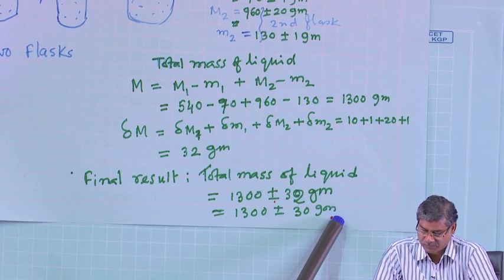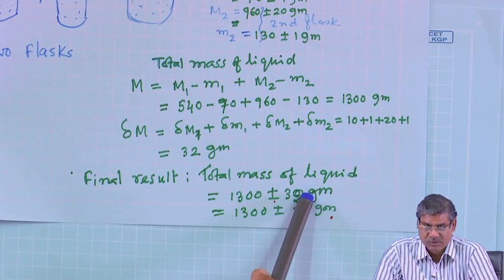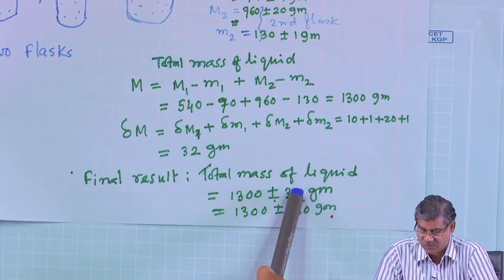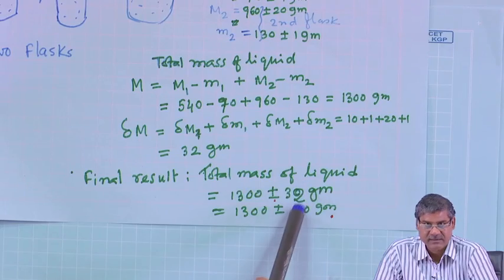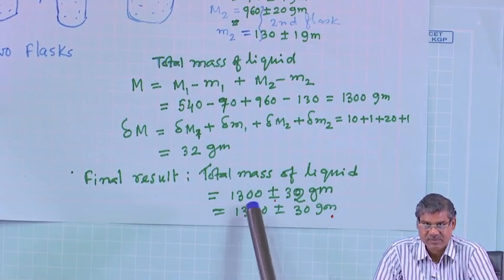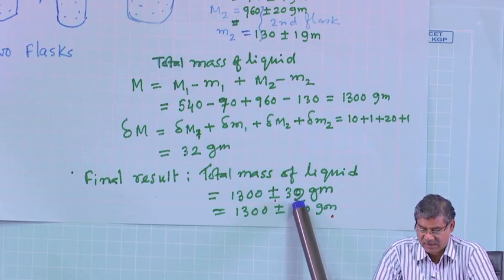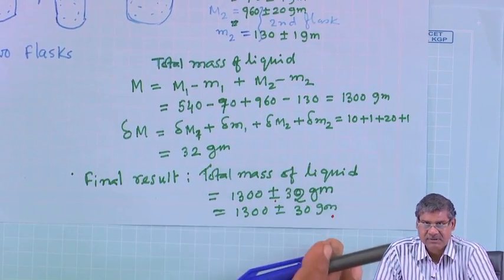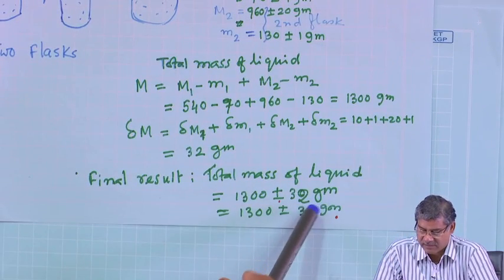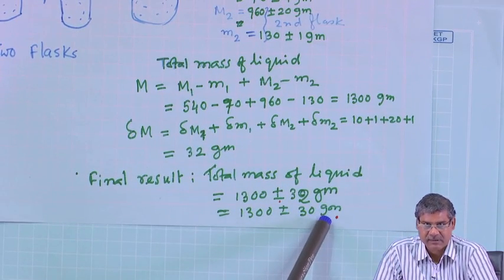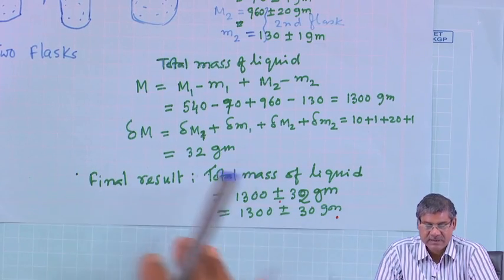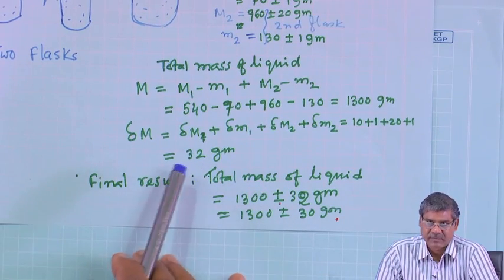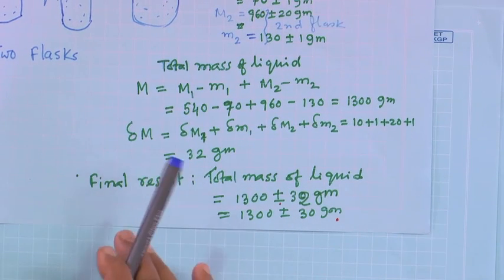Instead of 32 gram we generally write 30 gram, because the error is itself uncertain, and 32 and 30 agree within error. So, we round it off and it is better to write 30 gram. If you write 32 it is not harmful, but 30 is the better representation. This way one can find the error of the quantity of interest.